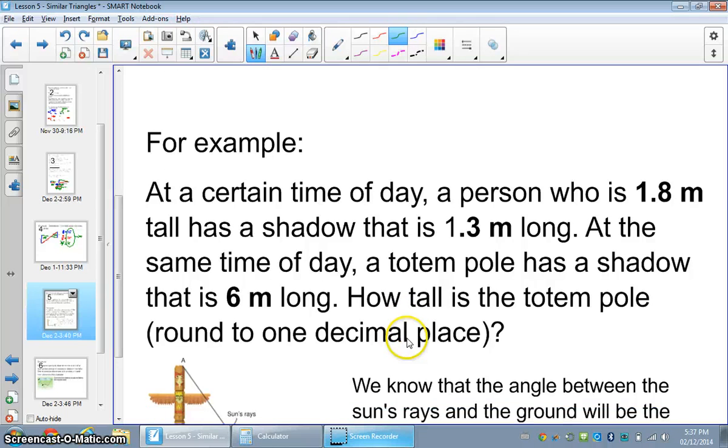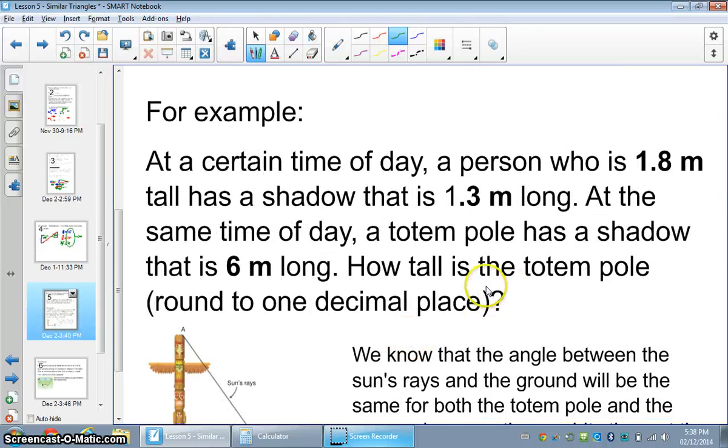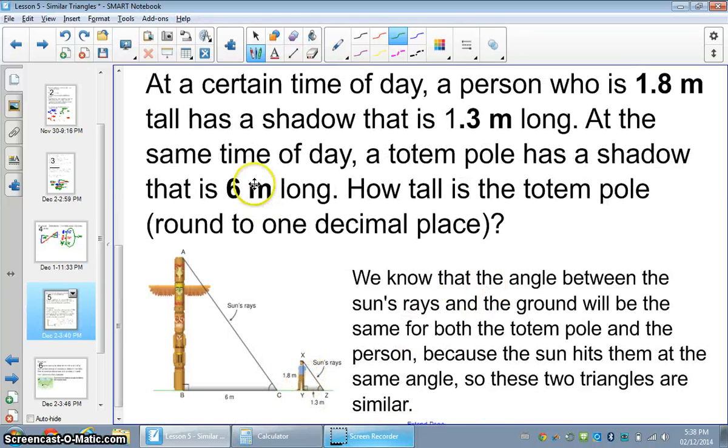So for example, at a certain time of day, there's a person who's 1.8 meters tall who has a shadow that's 1.3 meters long. At the same time of day, a totem pole has a shadow that's 6 meters long. The question is, how tall is the totem pole? We want to round to one decimal place.